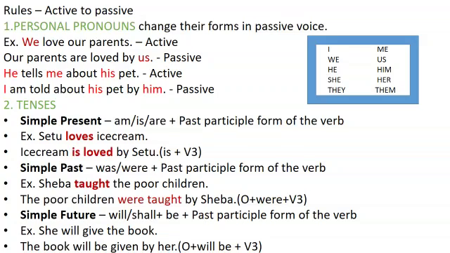Sheba taught the poor children. The poor children were taught by Sheba. In simple future, the structure is will or shall plus be plus the past participle form of the verb. Example, she will give the book is active voice, and when it changes into passive, the book will be given by her.